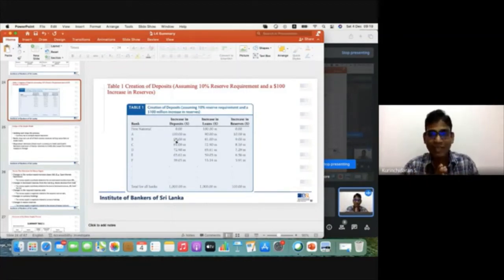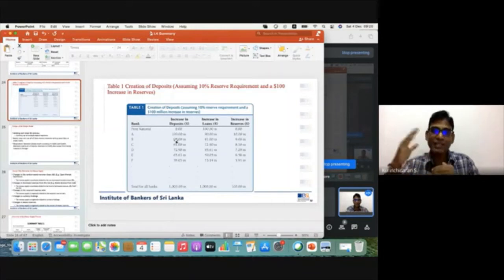So the central bank will have control over that, saying 10%. If the central bank wants to create more money, it will reduce the reserve requirement. Now you could see in Sri Lanka during this COVID pandemic, the central bank reduced the reserve requirement. Why? The central bank wants banks to create more deposits and more loans.